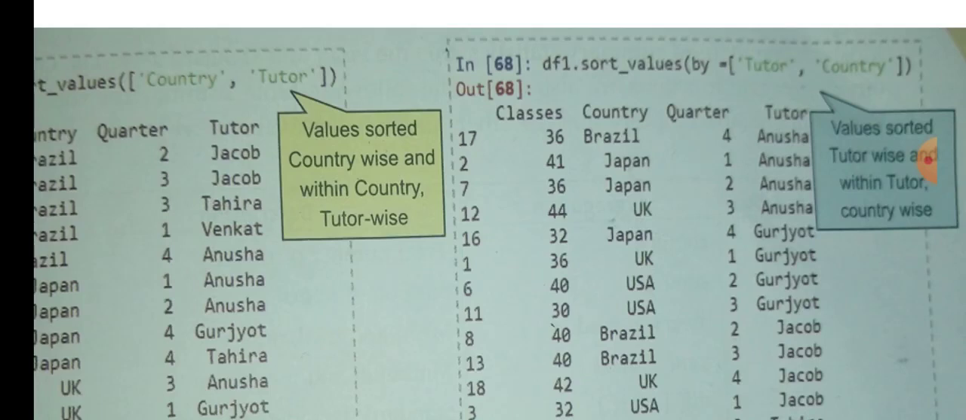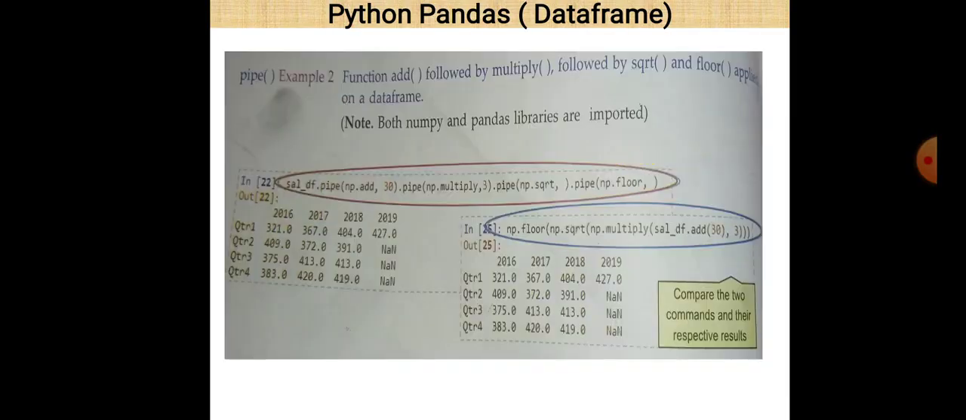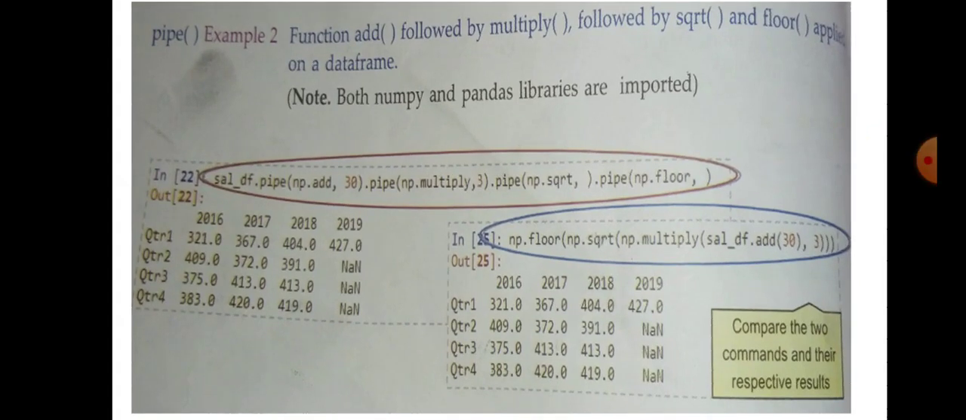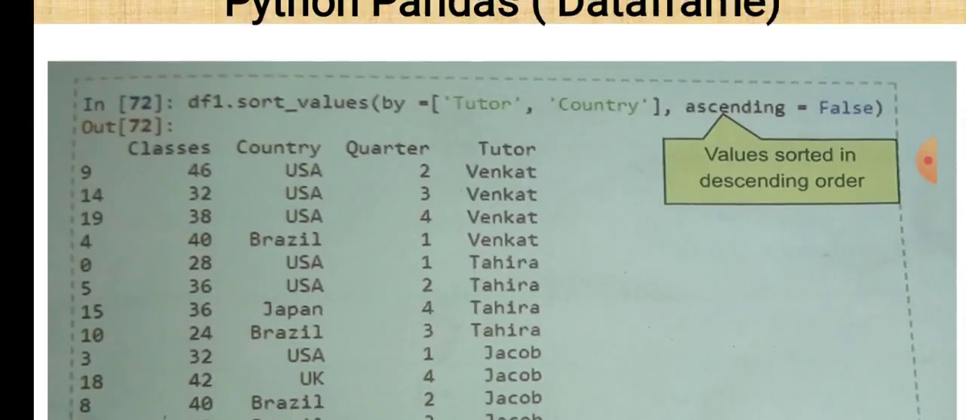So the concept is very simple. First of all, just sort the data according to the first column name. If first column name is same, then second column name plays its role, and data will be sorted according to second column name. And this is our third example here. You can easily see here. Yes, this is the third example here.